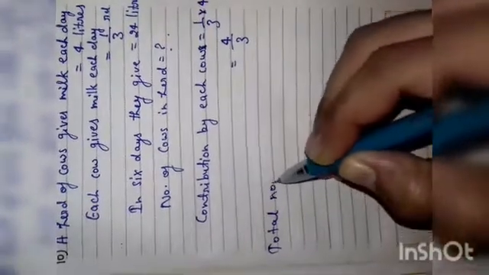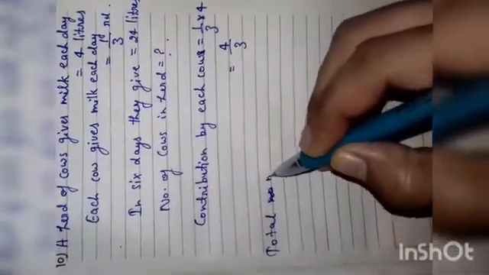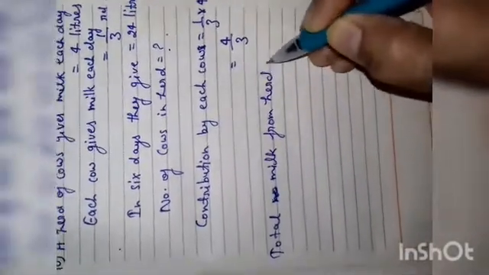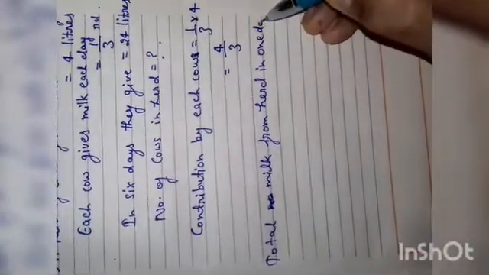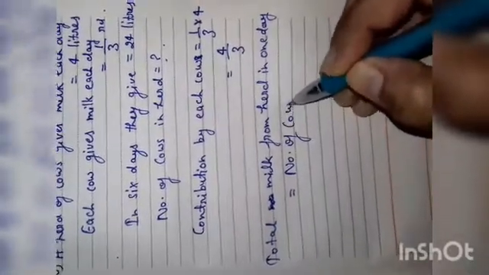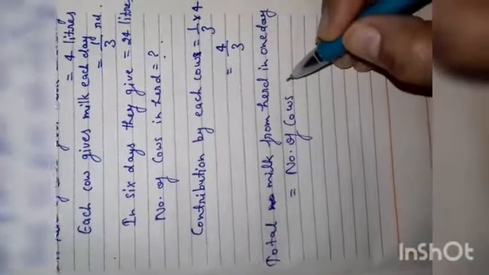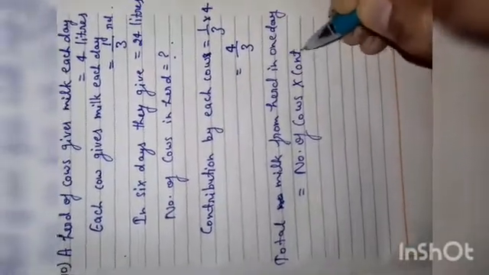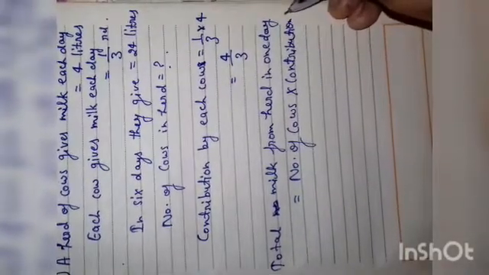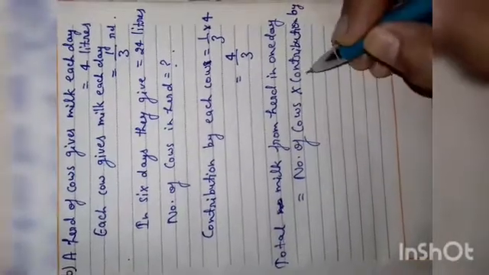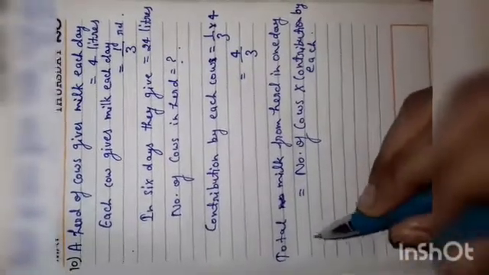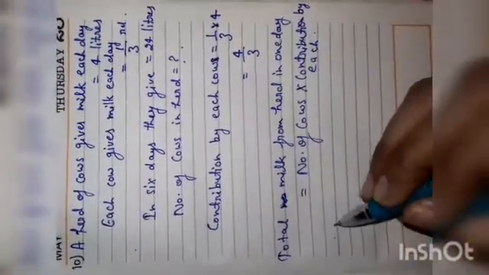The formula is total milk from herd in 1 day is equal to number of cows that we have to find out into contribution by each. Okay, now here total quantity of milk, here 4 liters.